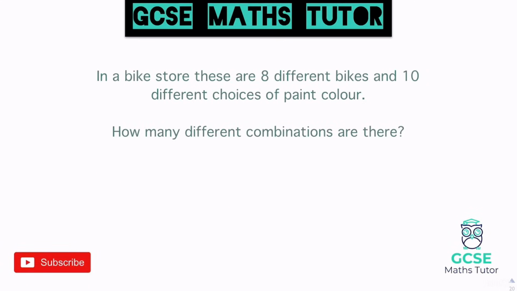Okay, on to some combinations. It says in a bike store there are 8 different bikes and 10 different choices of paint colour. How many different combinations are there? Well, we have 8 choices of bikes to pick from, so that's 8 different combinations, and all we do is we multiply it by however many choices we have on the second option. So the second option is the paint colour, and there are 10, so we times it by 10 as our second option. So 8 times 10 gives us 80 options as our final answer. So you just take how many choices you have on each pick and multiply them together, and that's combinations.